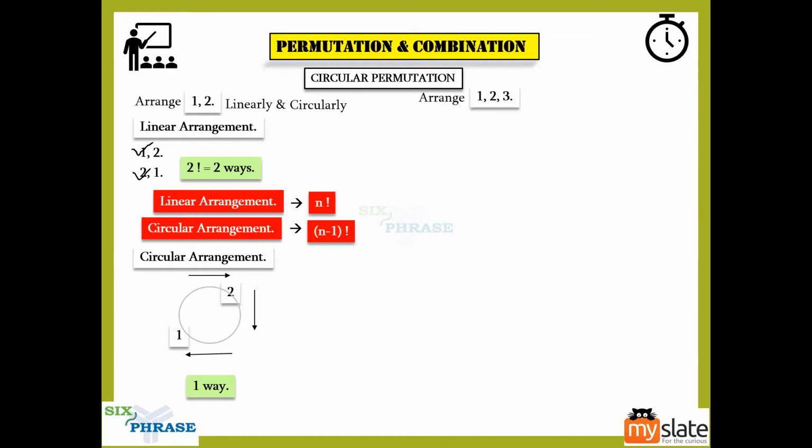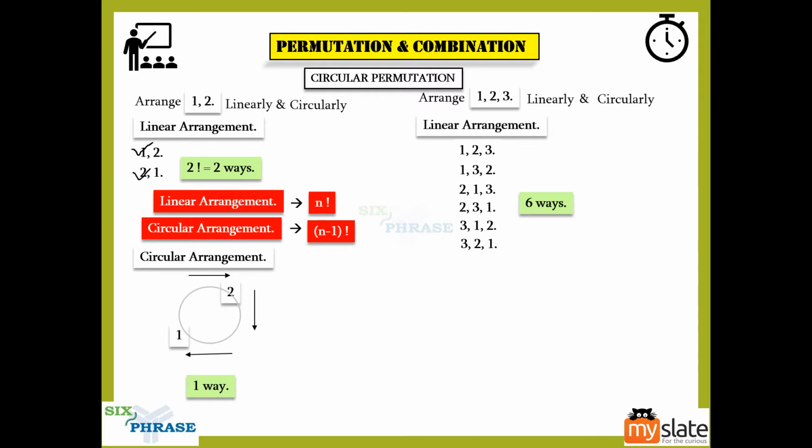Now instead of two numbers, it is three numbers. Now what will you do? Linearly, you know how to do it, right? First we'll do linear arrangement. So in linear arrangement, you will have 1 2 3, 1 3 2, 2 1 3, 2 3 1. What is the next one? Yes, 3 1 2. The next one is 3 2 1. So these are the six possibilities, guys. So this can be done in six ways.